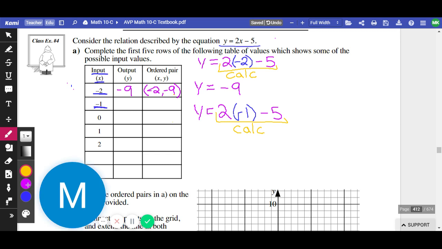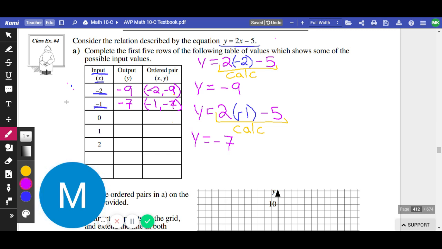When I calculate that value, 2 times -1 minus 5 is -7. So that means an input of -1 gives an output of -7. That means I have an ordered pair at -1, -7.